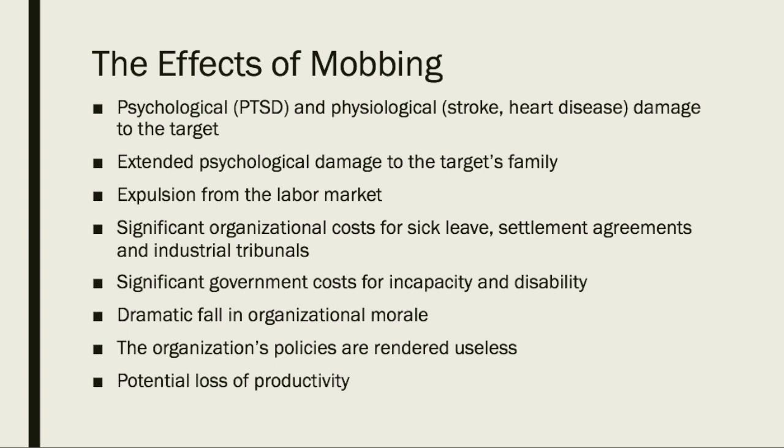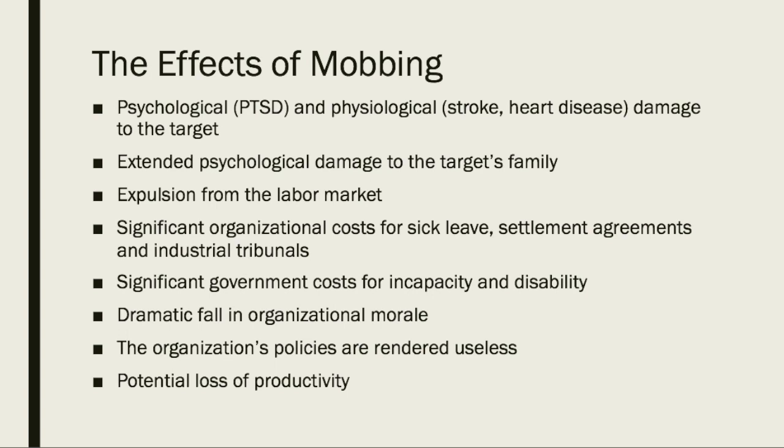Firms and organizations pay huge sums of money on sick leave, settlement agreements, and through legal representation in employment tribunals. There are significant government costs as well. These come in the form of incapacity and disability benefits resulting from the ill health effects discussed on the previous slide. Organizations that regularly participate in workplace mobs to expel workers also frequently suffer from extremely low levels of morale. Employees start to fear that they might be next in line for expulsion. The anti-bullying and harassment policies that the organization pretends to have in place are rendered useless.